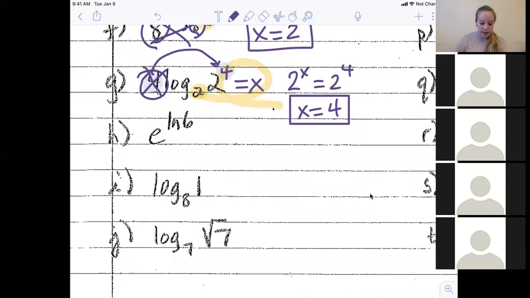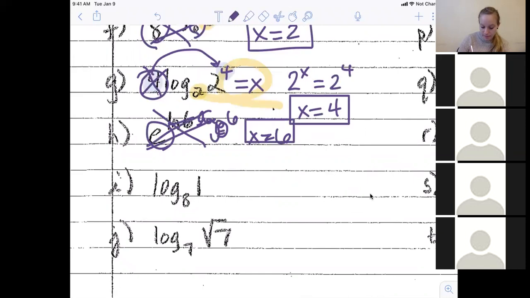Letter H is e raised to the ln. Well, ln is the same thing as log base e of 6, and I've got a number that's being raised to log with base the same number. So those cross out, and I'm left with x equals 6. Not a lot of work on those.